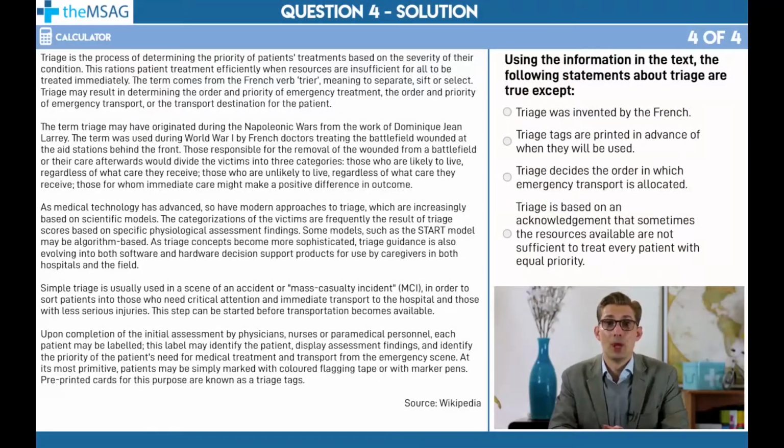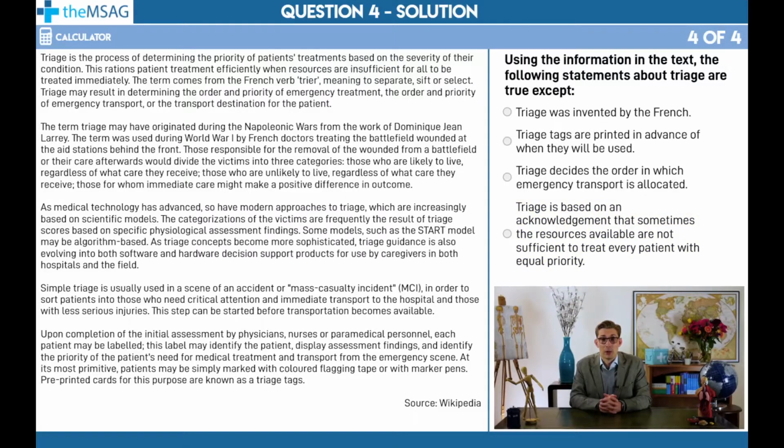Question 4. Using the information in the text, the following statements about triage are true except A. Triage was invented by the French. B. Triage tags are printed in advance of when they will be used. C. Triage decides the order in which emergency transport is allocated. And D. Triage is based on an acknowledgement that sometimes the resources available are not sufficient to treat every patient with equal priority. For question 4, the answer is option A, that triage was invented by the French.